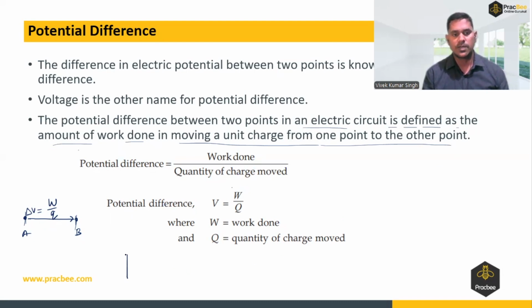So let us suppose that we have a cell which has a potential of 6 volt. It means per coulomb of charge, we have to do 6 joule of work while bringing a charge from the negative terminal to the positive terminal.